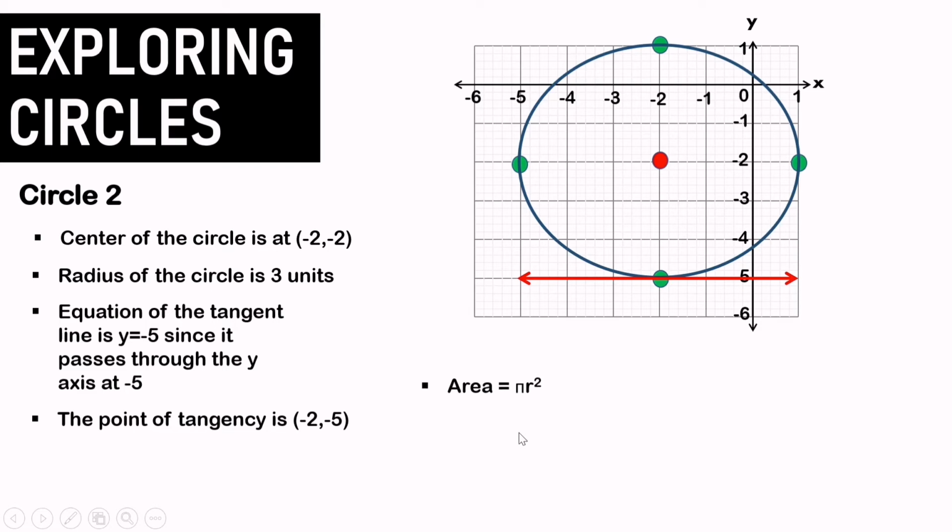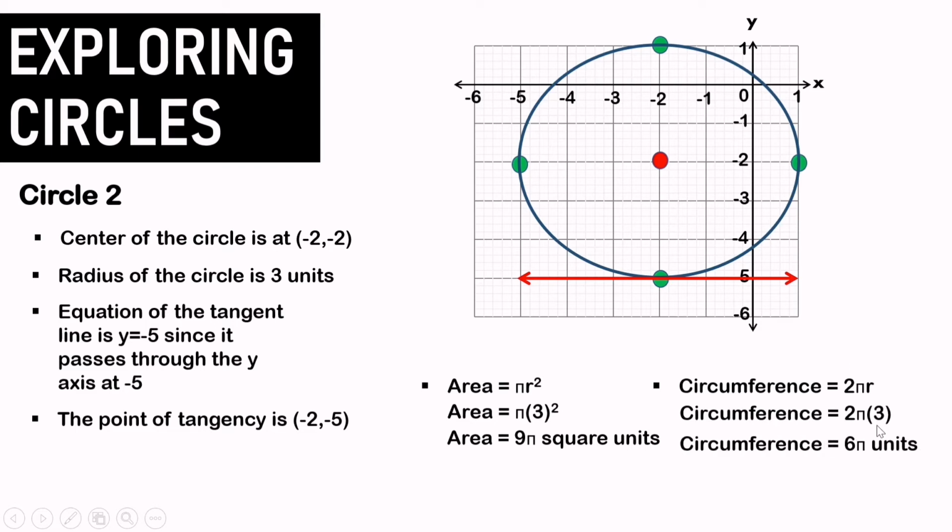Okay, the area is pi r squared. So we substitute the radius 3. So, pi times 3 squared. 3 squared is 9. So the area is 9 pi square units. The circumference is 2 pi r. We substitute 3. So we have 2 pi times 3. 3 times 2 is 6. So we have 6 pi units.